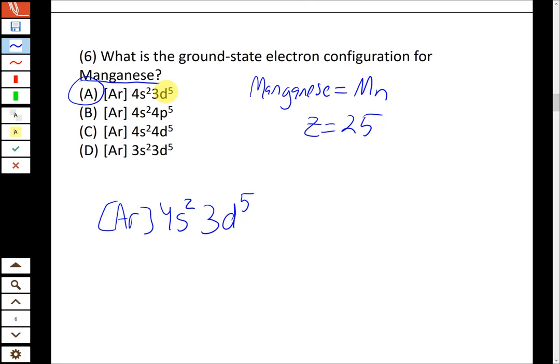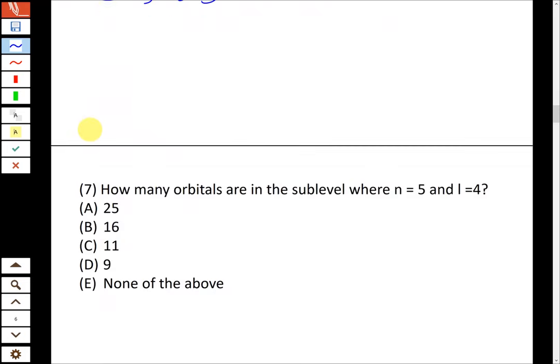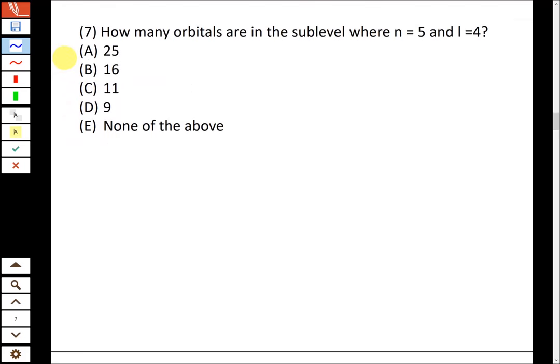Okay, so any questions on that problem or electron configurations in general? Okay, on to the next one. All right, the next question deals with relationships involving the different quantum numbers. So we want to know how many orbitals are in the sublevel where n equals 5 and L equals 4.